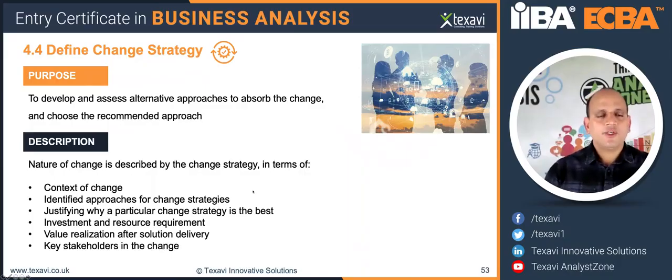So in terms of the definition of the change strategy, why do we need this? We need to develop and assess the alternative approaches. These are all identification of all the potential approaches and the ways to embrace changes, to be able to understand all the potential risks, and then come up with the best approach or the way that we can use to deploy the resources to solve the problem or to take the opportunity in hand, right? That is primarily why we need to define a change strategy.